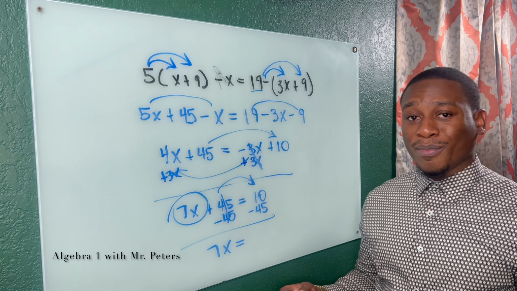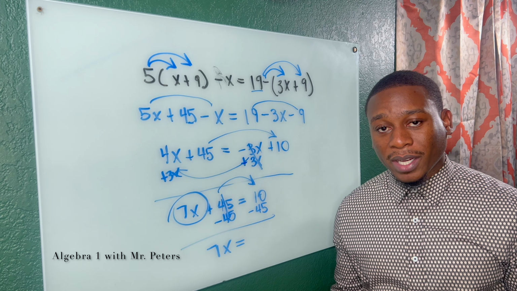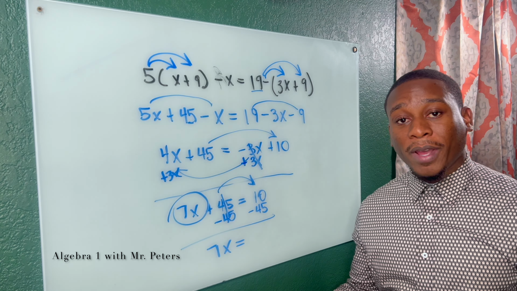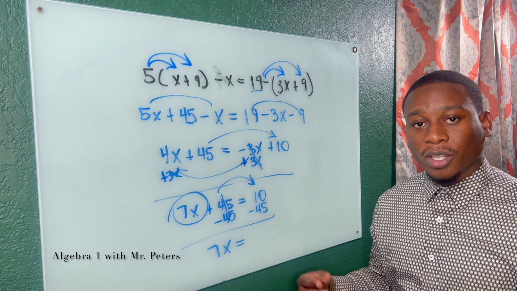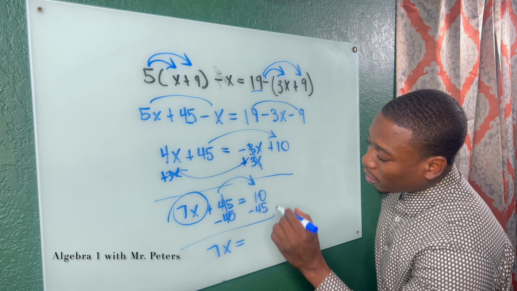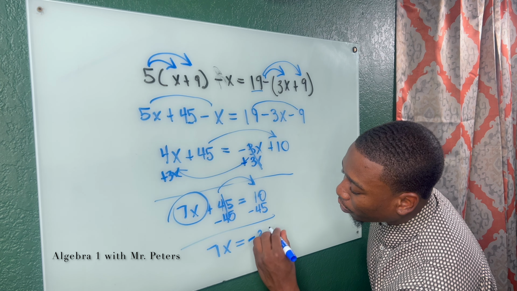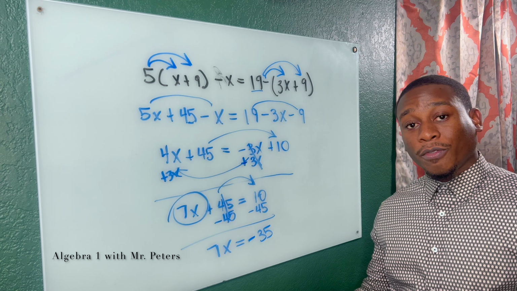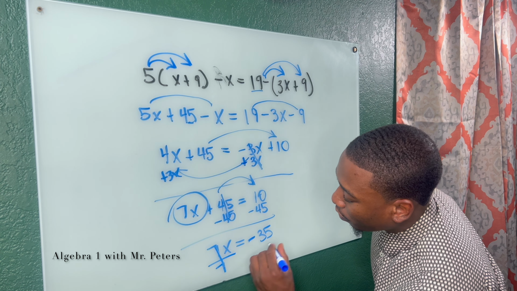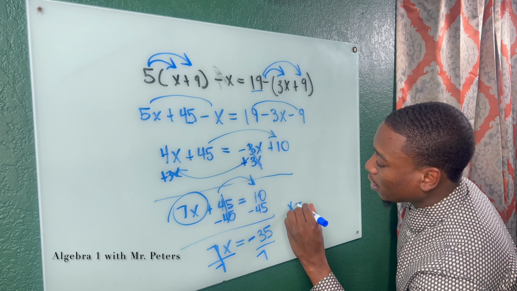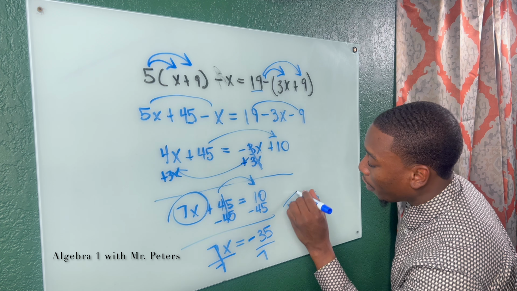So try not to make a mistake when it comes to adding or subtracting. Sometimes we move too fast, right? So make sure each step, double check your work. So this is going to give me a negative 35. Now at this very last step, we're going to go ahead and divide, and I know x is going to be equal to negative 5.